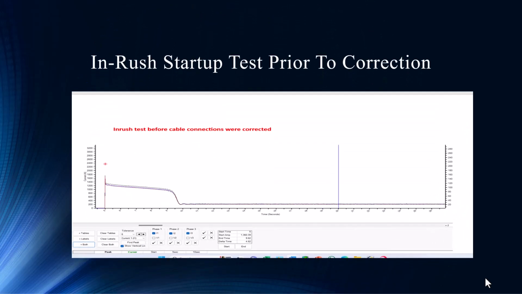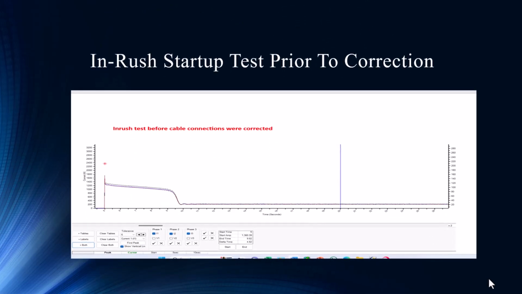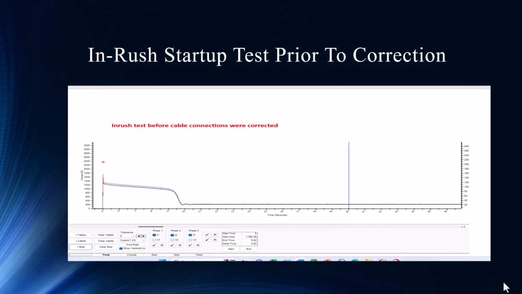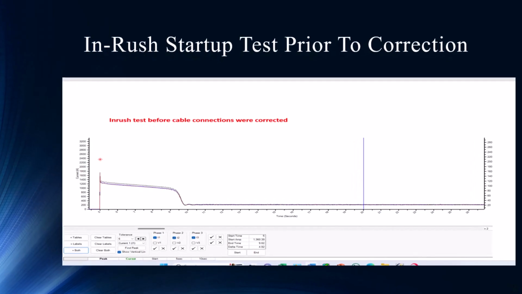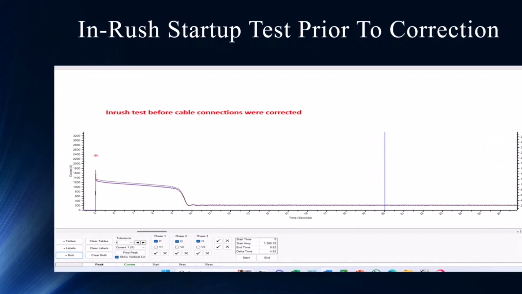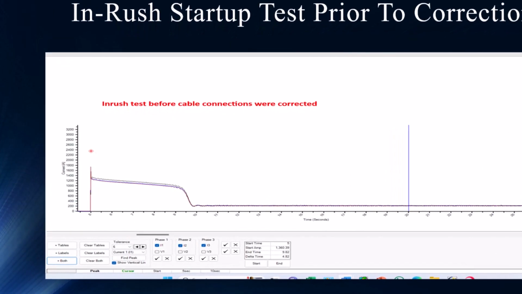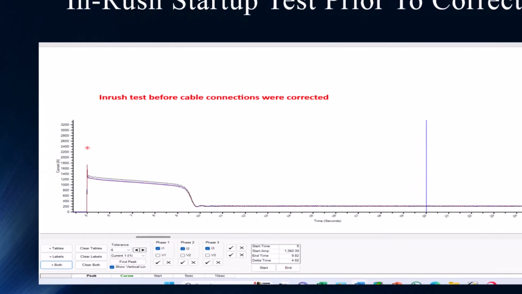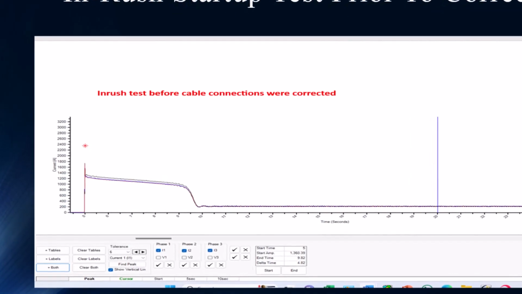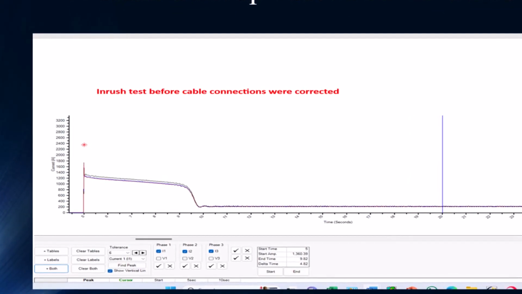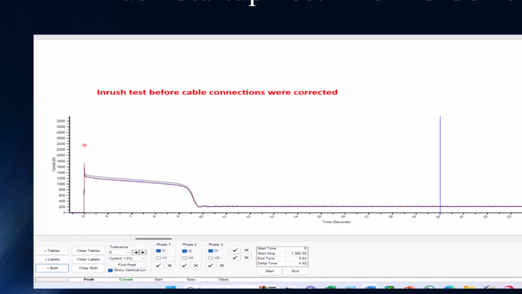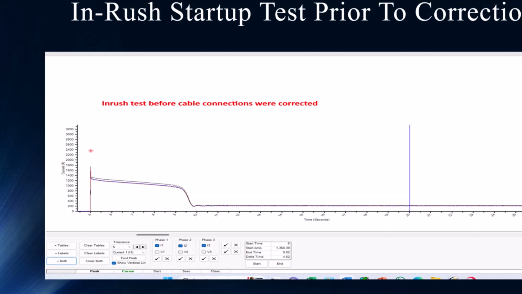So if we look here, here's the startup prior to the correction. You can almost see separation in the currents. Not all of them are starting up at the same level, and not for a short period of time. You do expect a little bit of variation for the initial magnetization current, but we're talking 3-4 seconds of really high variability in the current from phase to phase.